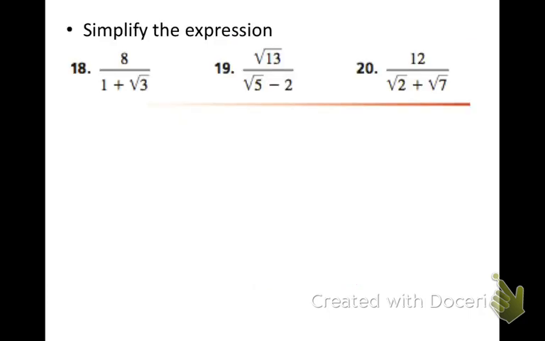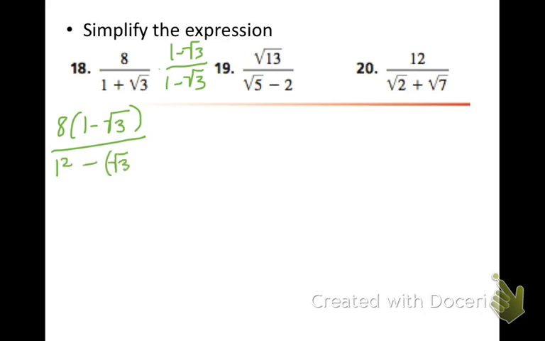So let's give some of these a try. So in this case, we have the conjugate 1 minus the square root of 3. Okay, so 1 minus the square root of 3. So we would simplify the top, and then the bottom will be a squared minus square root of 3 squared. 8 times, again I'm leaving this for a reason, because in the bottom we're going to get 1 minus 3, which is going to be a negative 2.